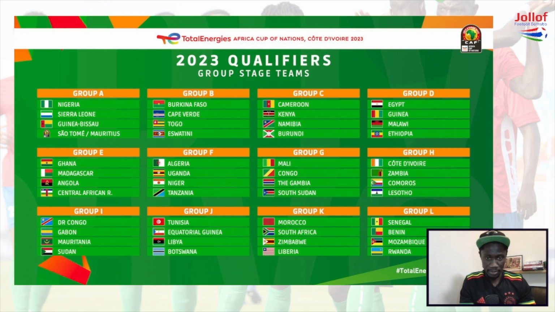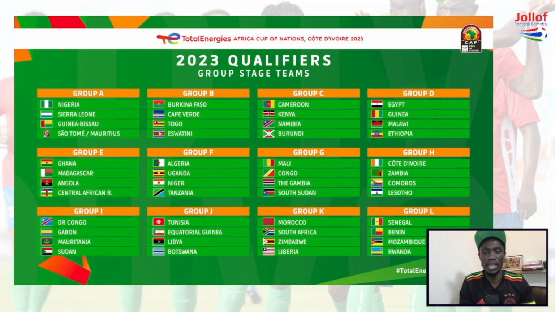And then next, Tunisia, Equatorial Guinea, Libya, Botswana. That is Group J. In this group, you cannot look beyond Tunisia. They are a strong team. And Equatorial Guinea, after the shocks they caused at the African Cup of Nations, I think they can still cause more shocks. Comoros, Group H, can also cause a lot of shocks in the African Cup of Nations. So you never know. But here I think Tunisia and Equatorial Guinea are the two teams I will back.